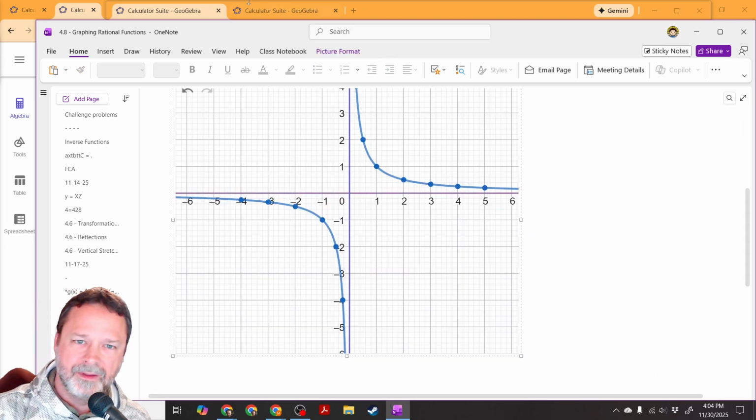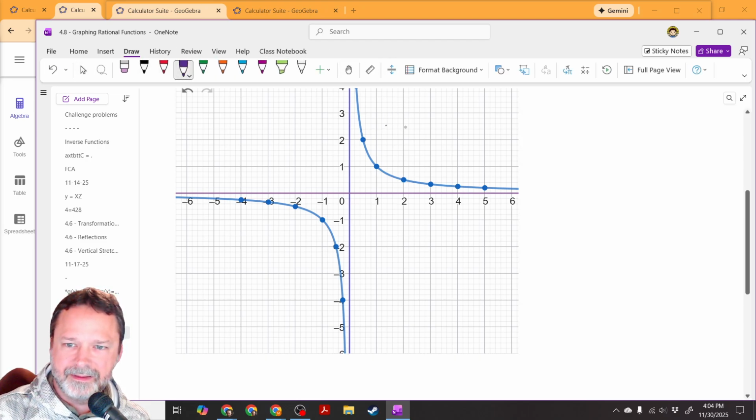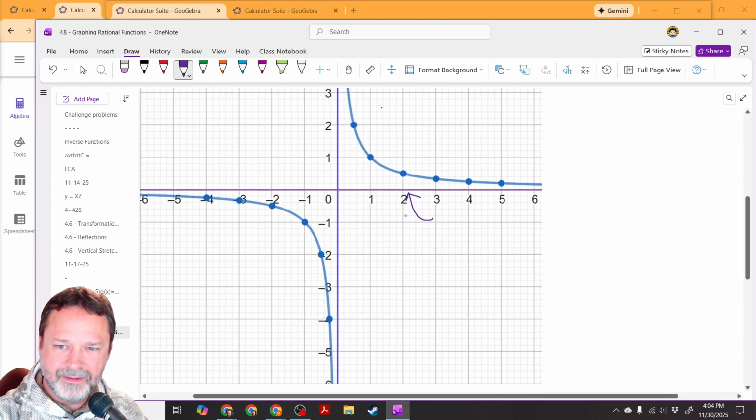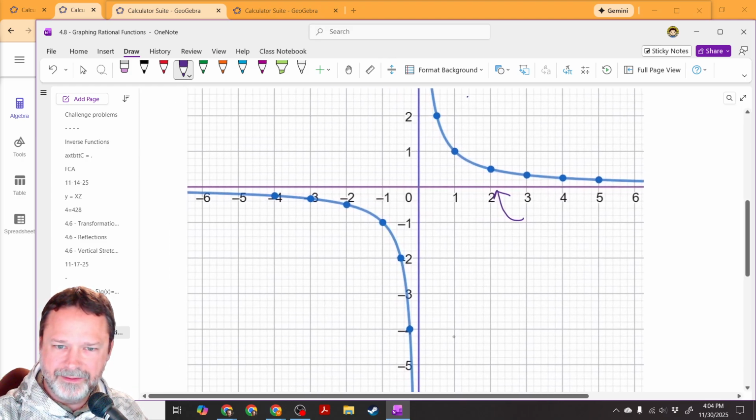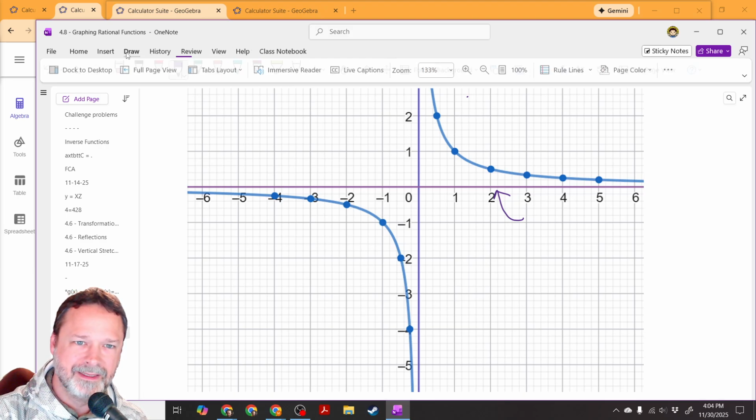Okay, we have this guy right here. I'm sorry, I totally forgot to zoom in on these. That means I'm way zoomed in. Oh my goodness. Oh well, here we go.